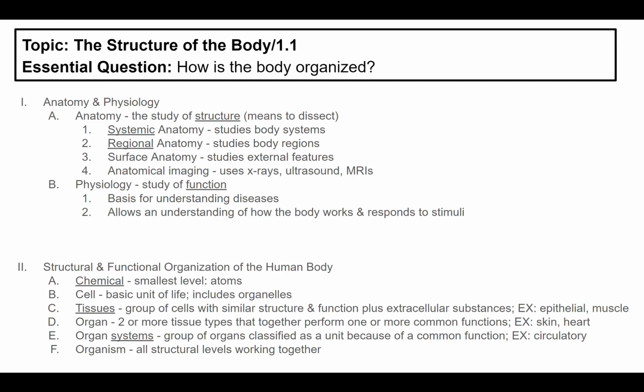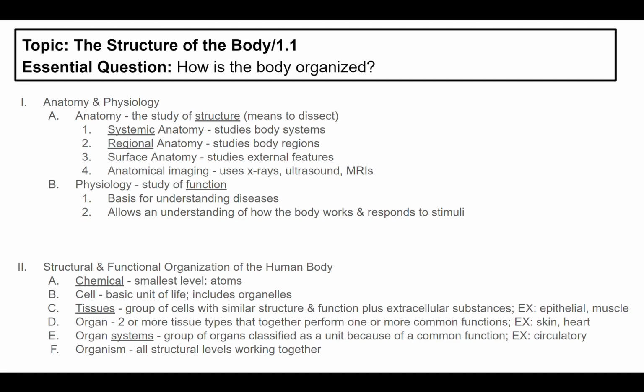Roman numeral 2 in your notes is looking at the functional organization of the human body. So we can start small and move up to large, and each level is based on the level previous to it. So chemical is your very first level, the smallest one. We're going to be talking about chemistry as it applies to whatever body system we're talking about.